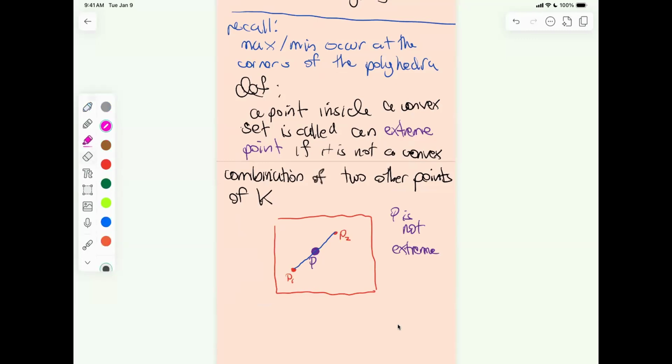Actually, I'm thinking about the square, the rectangle being colored, because I do need to consider the inside of the region. So what I'm saying is that this is not extreme because it is part of a connecting line segment between the 2 points. Which is good because, if you remember, I had told you that the max or the min could never occur at the interior. So it's good that this is excluding the interior altogether.